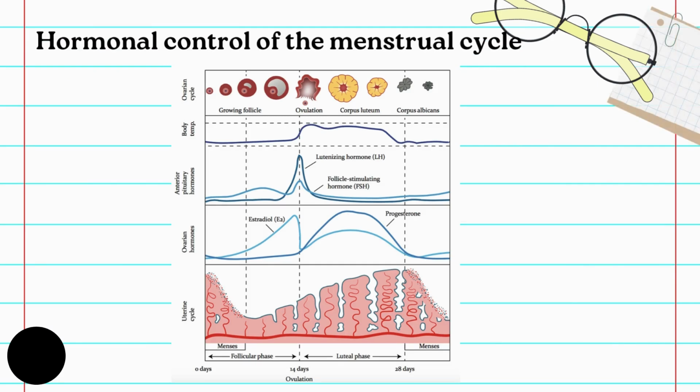The next part, as I explained, is the hormonal control of your menstrual cycle. This diagram also comes out in your exams. As you can see at the top, you have the ovarian cycle, which shows what is happening in the ovaries in every phase. The second part, we can ignore the body temperature. The third part shows the hormones produced in your pituitary gland in your head, and at which point these hormones are high and low in your cycle. Then we have the ovarian hormones, produced inside your ovaries, like estrogen and progesterone. The last part shows how your uterine lining looks in every phase.